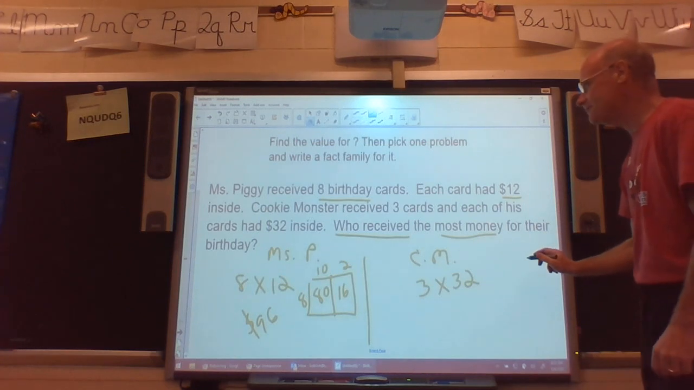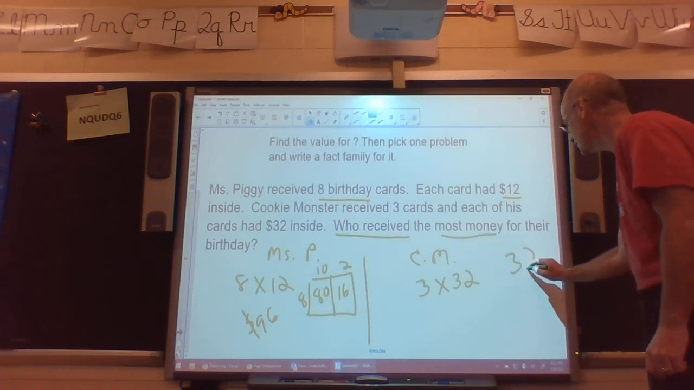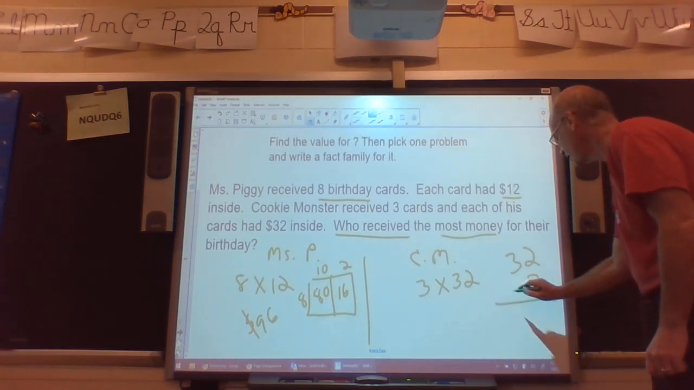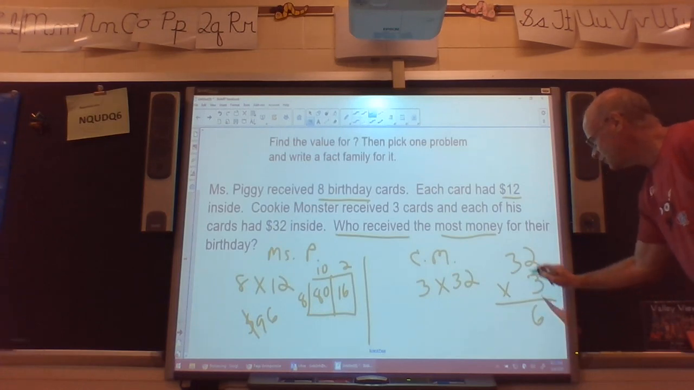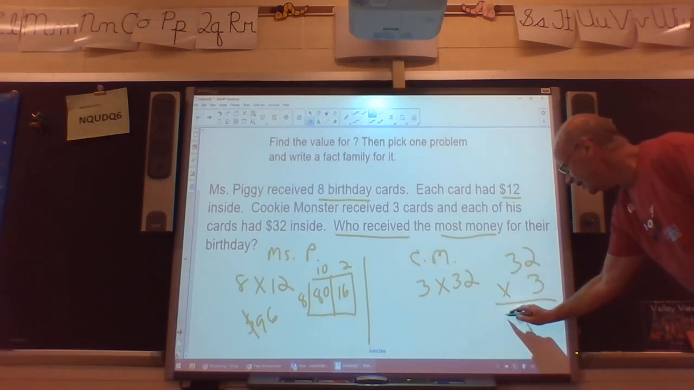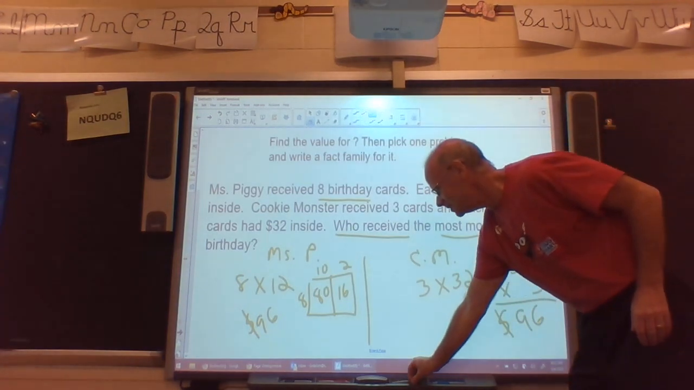Now I have my friend Cookie Monster. I'm going to do the standard algorithm for his. 3 times 2 is 6. 3 times 3 is 9. And he received $96. When I look, it looks like they both had the same amount of money. Both of them had good birthdays.